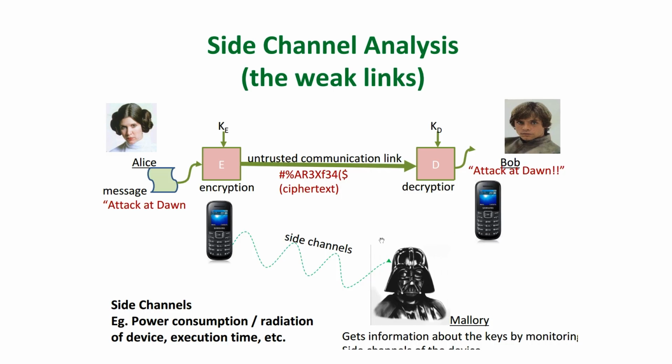A side channel attacker would keep track of the side channel information that is leaking from this particular device. Using this side channel information, the attacker would be able to identify the secret key that was used in the communication between Alice and Bob. Over the last 20 to 25 years, a large number of different side channels have been used to break cryptographic ciphers.